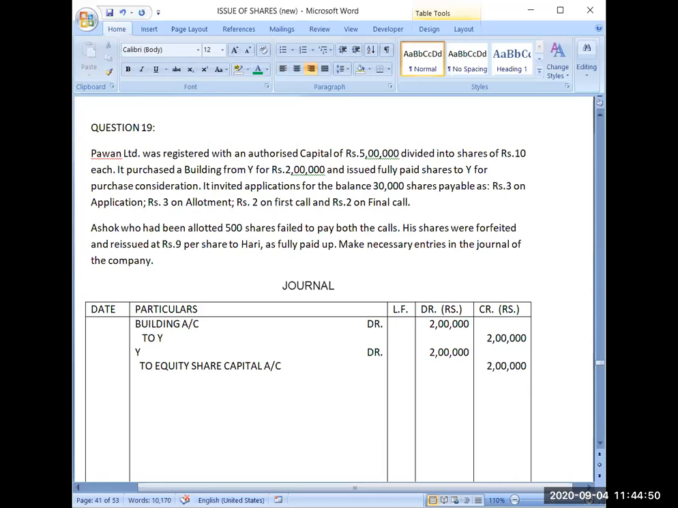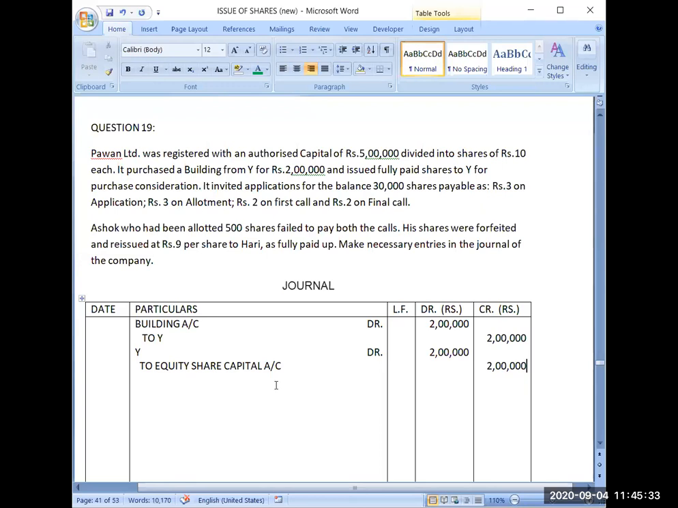So now what is the face value of the share? It is a face value of rupees 10. Now we are issuing shares to Y for rupees 2 lakh. So how many shares we will be issuing? Yes, very good. 20,000 shares.